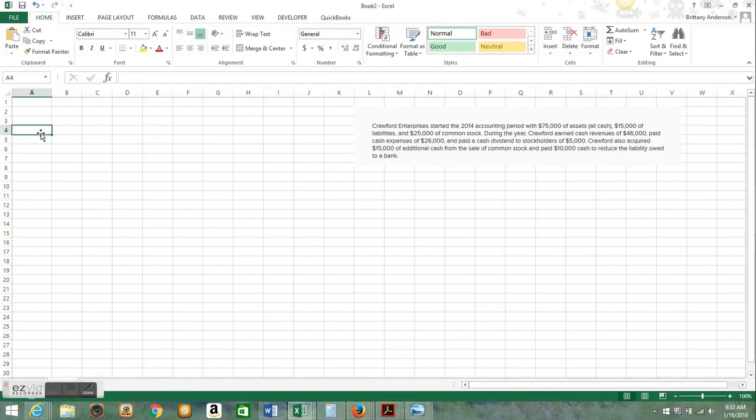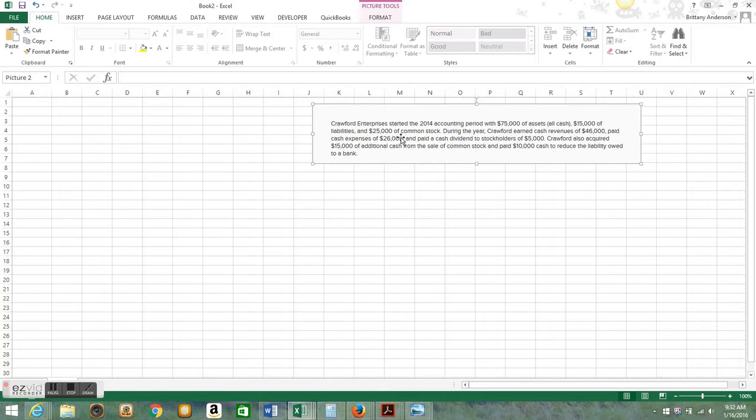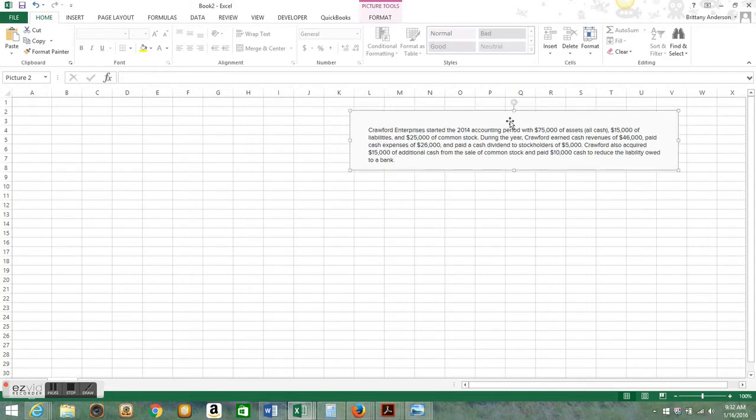The homework assignment, problem number 2. I have copied the information here. We're looking at Crawford Enterprises. They started in 2014. They have $75,000 in assets, all cash, $15,000 of liabilities, and $25,000 of common stock. And then it tells us some information about their activities during the year.